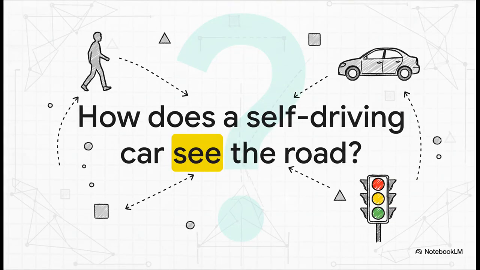I mean, have you ever really thought about it? How does a self-driving car know that's a person about to cross the street, and that's a stop sign, and that's another car? It has to do all of that in the blink of an eye. Well, the answer is a pretty incredible technology, and we're going to pull back the curtain on it today.